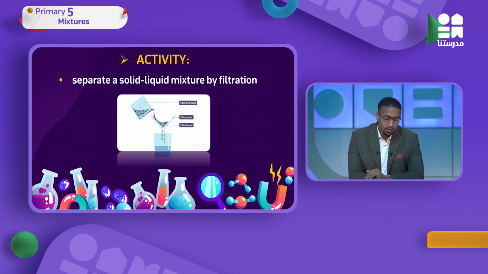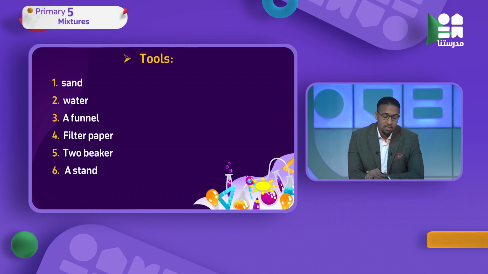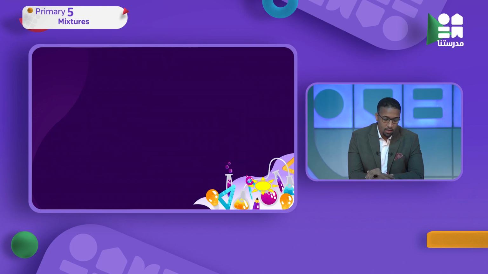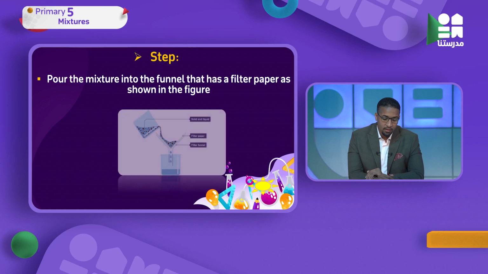So we will use filtration, as you see here, to separate sand from the water. Tools needed: we will need sand, water, a funnel, filter paper, 2 beakers, and a stand. Okay, and we will do what? Pour the mixture into the funnel.